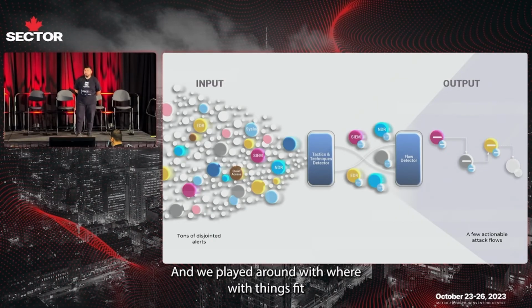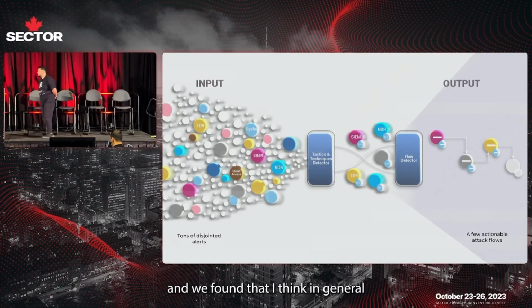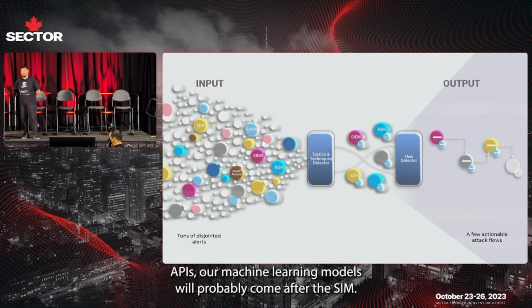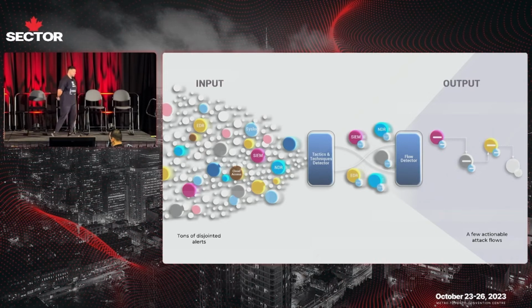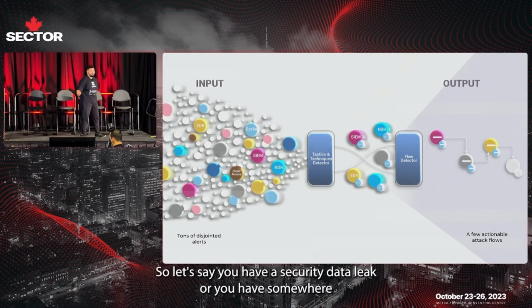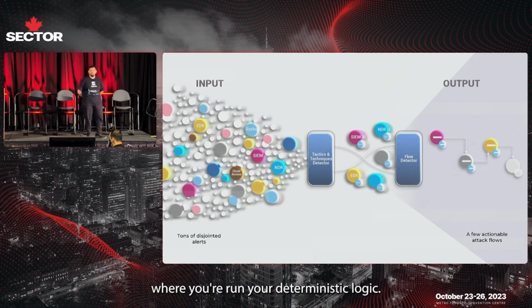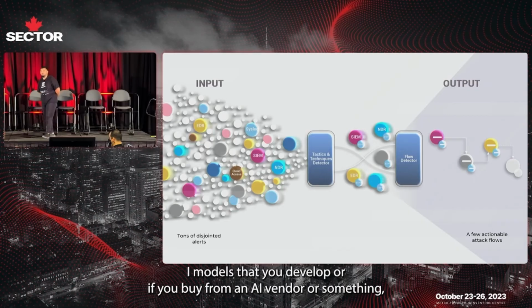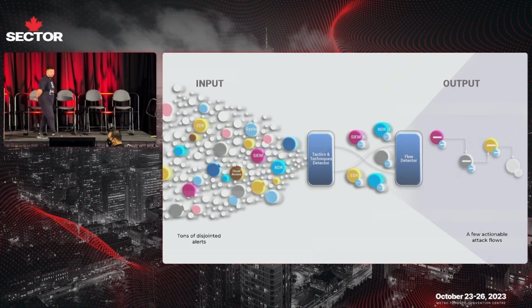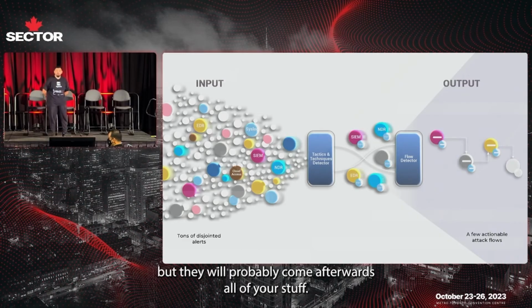And we played around with where things would fit. We found that, in general, APIs or machine learning models will probably come after the SIEM. They'll probably come after everything you already have. So let's say you have a security data lake or somewhere you run your deterministic logic. Your next generation of security products are probably just going to be AI models that you develop or buy from an AI vendor. But they will probably come afterwards, after all of your stuff.